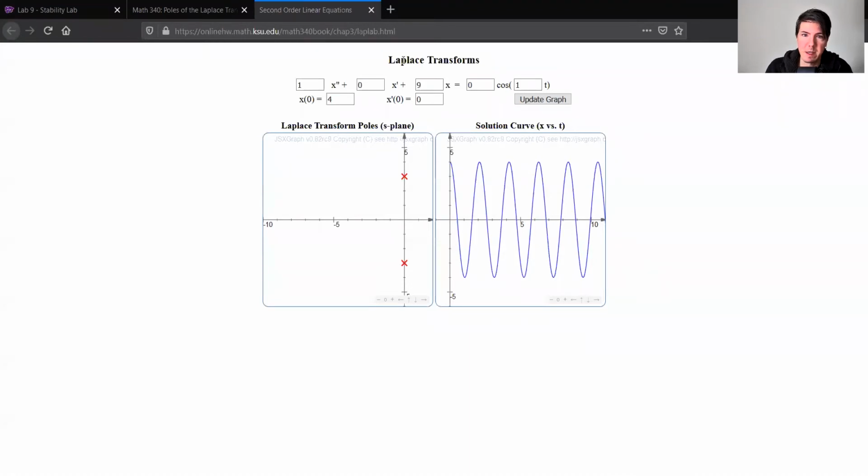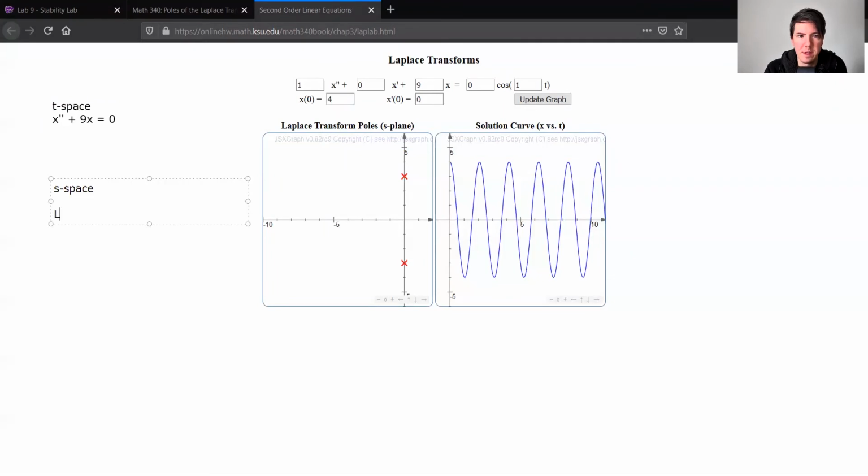So for example, let me get some annotation going. What we have is the following differential equation. In the t space, we have x double prime plus 9x is equal to 0. When we apply the Laplace transform, we end up in the S space. And what we get there is, let's see.